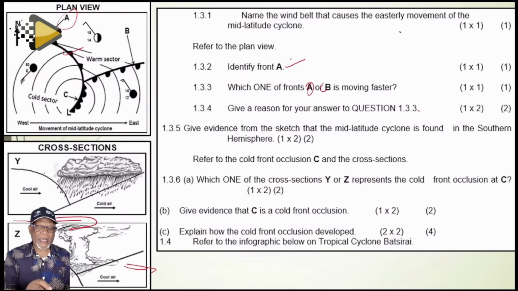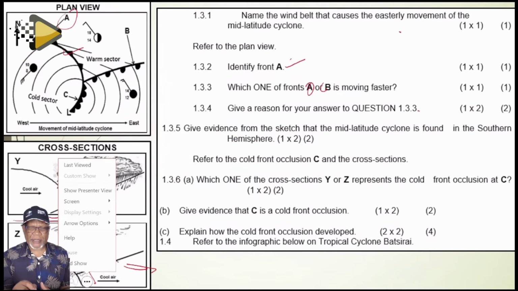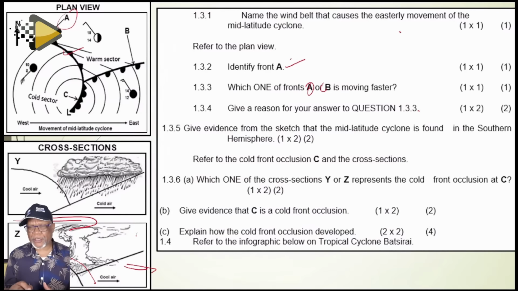Why do we say C is a cold front occlusion? Because we can see the cold front is touching the surface. That's why we're saying that. Explain how the cold front occlusion will develop.